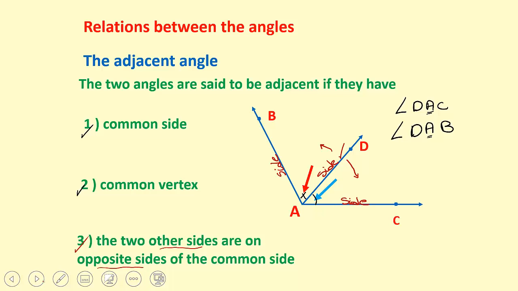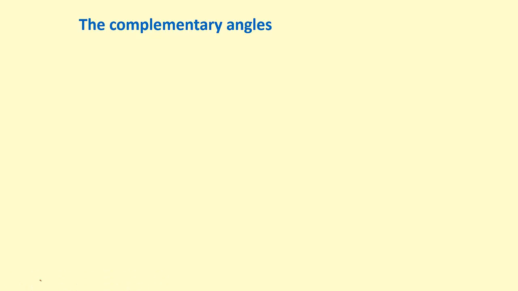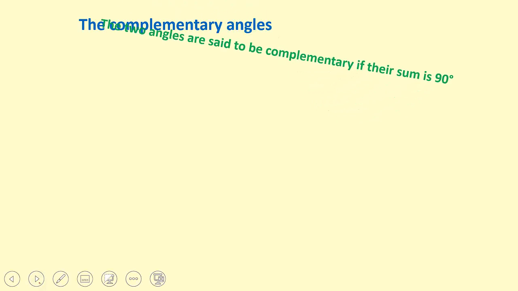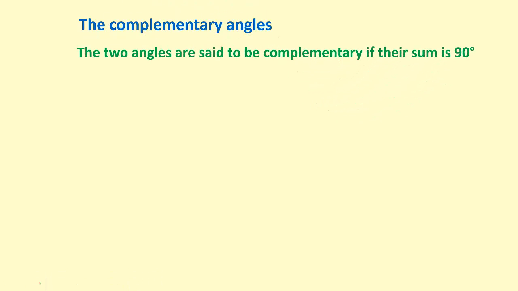Let's go now for the second relation. The second relation is the complementary angles. How can I say that 2 angles are complementary angles? 2 angles are said to be complementary if their sum is 90 degrees.